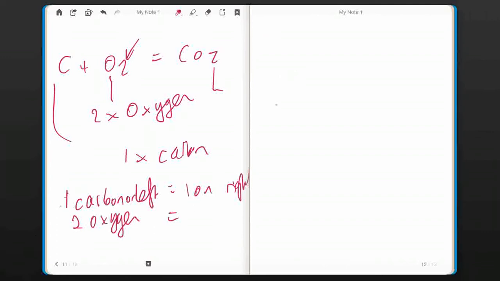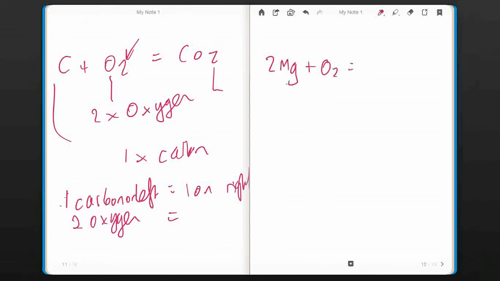So here we go. You can have a word equation, which is really easy, you just write it out using words, or you can have a symbol equation. So if we have 2Mg plus O2, first we can go and see on the periodic table which group magnesium is in. It's in the second group.